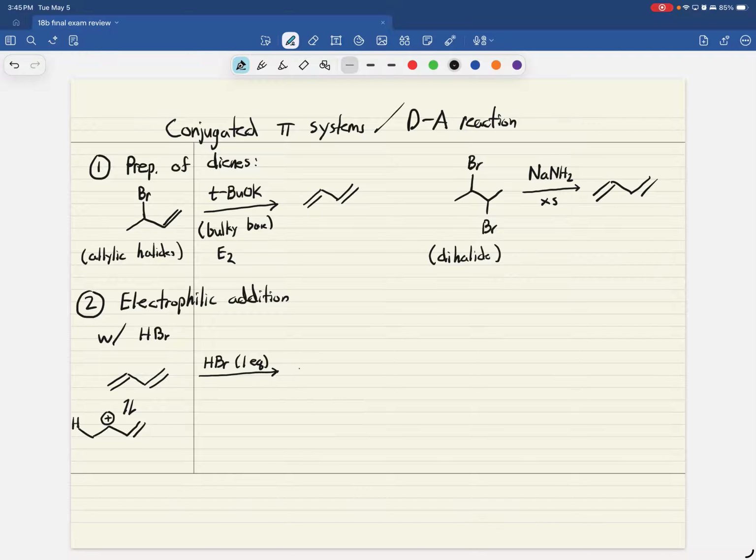Okay. All right. So in this case, you're going to get two types of addition here. So this would be called the 1,2 product, Br. And then if I do a resonance structure here, where will the charge be for this other structure? At the end, yep.